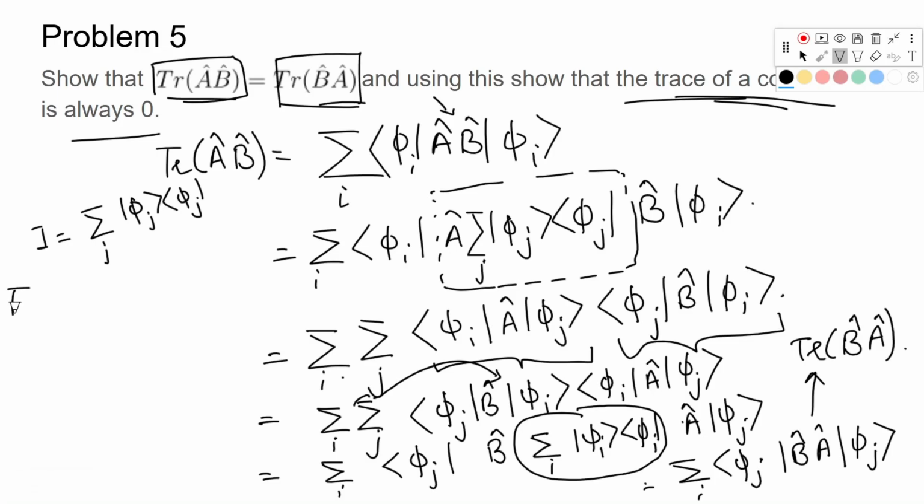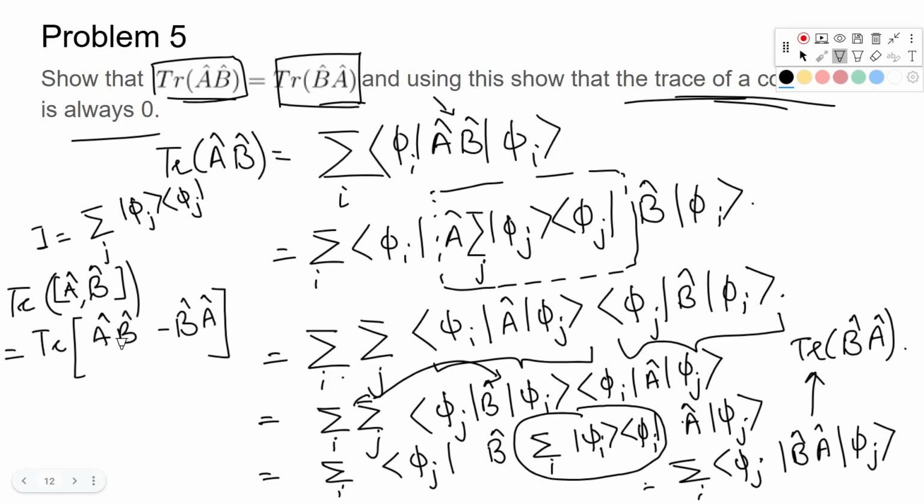So now to find the trace of the commutator of AB, we have to just do something: the trace of a sum of two operators is the trace of the first one plus the trace of the second one. Now we have shown that trace of AB equals trace of BA. This becomes 0, so we have proven what we set out to prove.